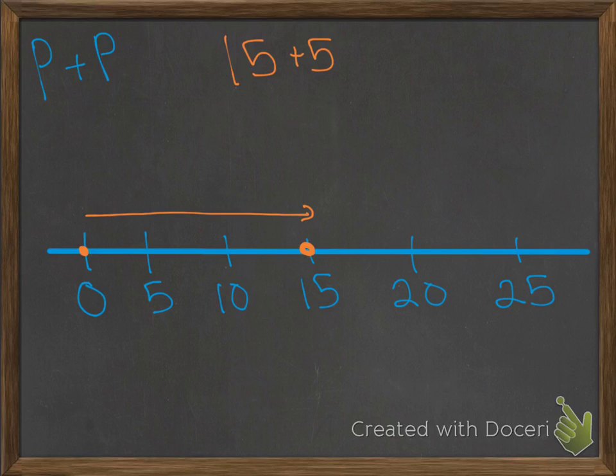All right, so now I'm at 15. So 15 plus 5. Well, plus 5 means I'm going to the right 5 more. All right, and now that's the end of the problem. So where's my dot? I'm at 20. So 15 plus 5 is 20.